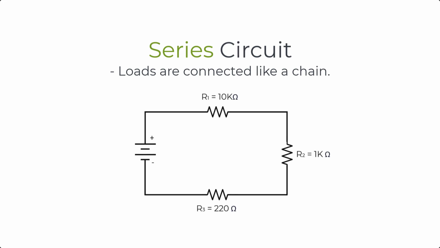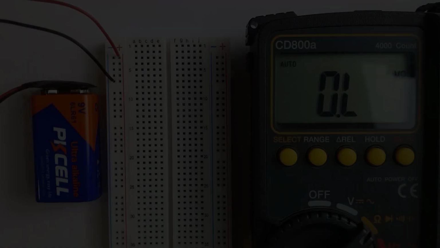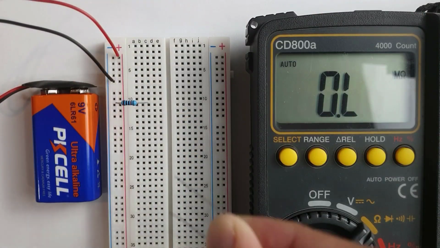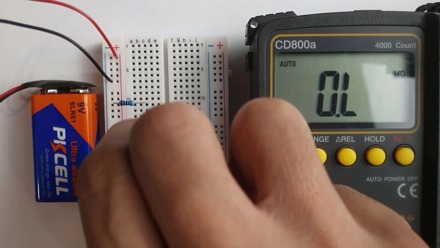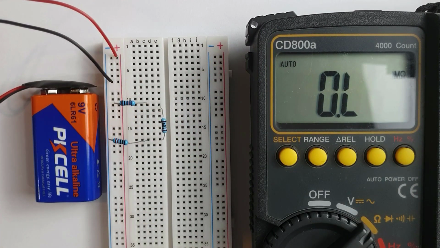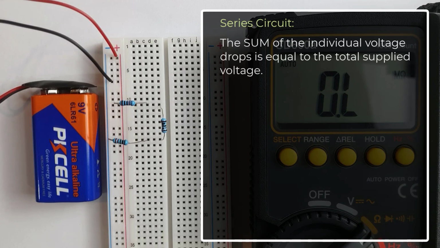Consider this given diagram where the second resistor begins where the first one ends, and then the third resistor begins where the second one ends, and all the way back to the power source. So, let's implement this circuit to the breadboard. There are principles that you need to learn when implementing a series circuit connection. The first principle states that the sum of the individual voltage drops is equal to the total supplied voltage.